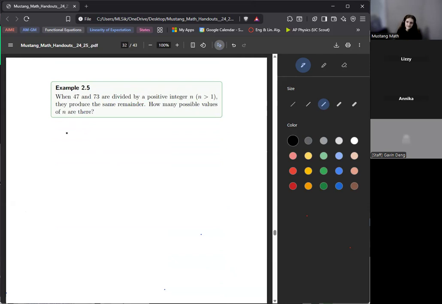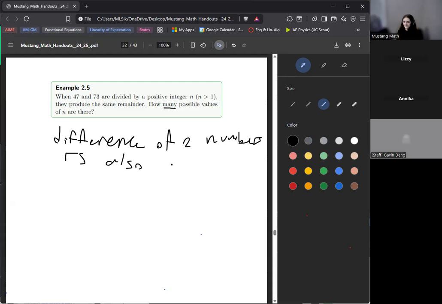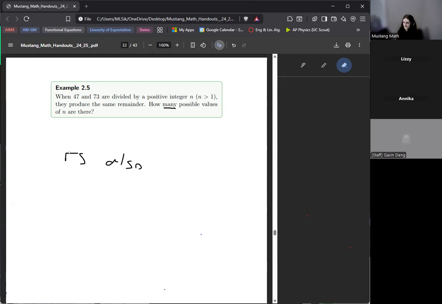So when 47 and 73 are divided by a positive integer n, they produce the same remainders. They're asking how many possible values of n there are. We could start out with modular arithmetic. There is a way to do that, which might be a little bit more complex, but remember, when two numbers have the same remainder in the first place, the difference of the two numbers is also divisible by n. It's going to be a bit of a pain to write out, so let's not do that.